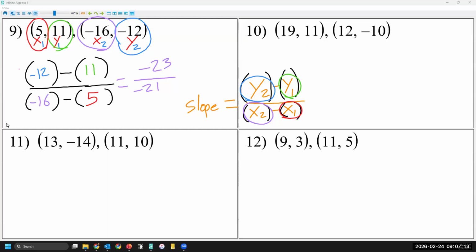Now for my fraction rules, I have a negative on top and a negative on the bottom, and a negative divided by a negative makes a positive. So my answer is actually going to be a positive 23 over 21. Usually I try to simplify my fraction, but 23 is a prime number, which means nothing divides into it. So I cannot simplify 23 over 21. I could change it to a mixed fraction, but with slope or average rate of change, we always leave them as an improper fraction. So we're going to leave our answer just like that.